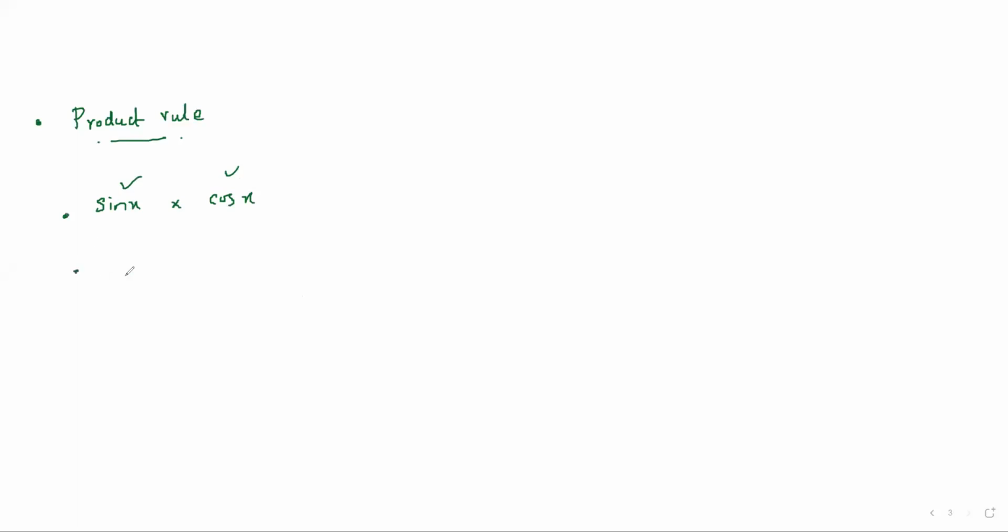Another example, I'll write e raised to x into log x. This is also another product, right? Because it has e raised to x and log x as a product. So whenever we have two functions which are multiplied together, you need to use a particular rule to find out the derivative. So I'll write down the two functions as u and v. So let the two functions be u and v. So how will you find the derivative of u into v?